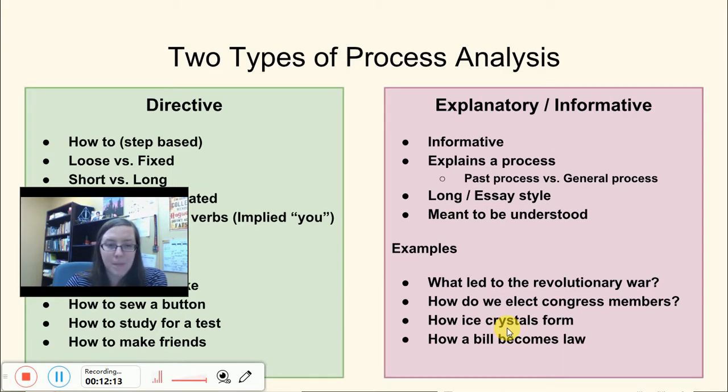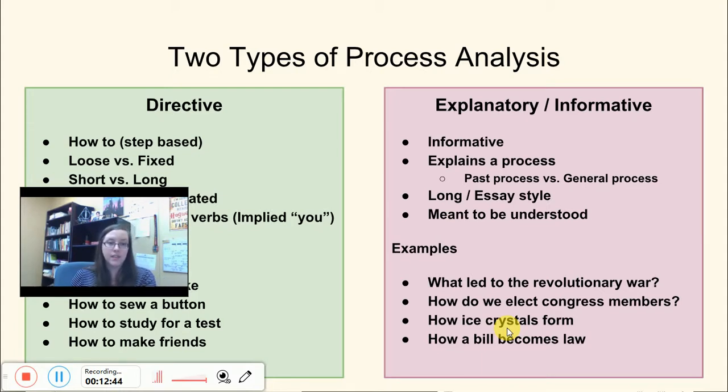How does this happen? Now, if I were writing a directive process analysis on ice crystals, I might say, here's how you make ice crystals, or here's how you make ice. How to make ice. The steps are going to look different. The writing style is going to look different. And it's the difference between the intent to replicate, like you see in a directive, versus the intent to understand, to give information, like you see in an explanatory process analysis.